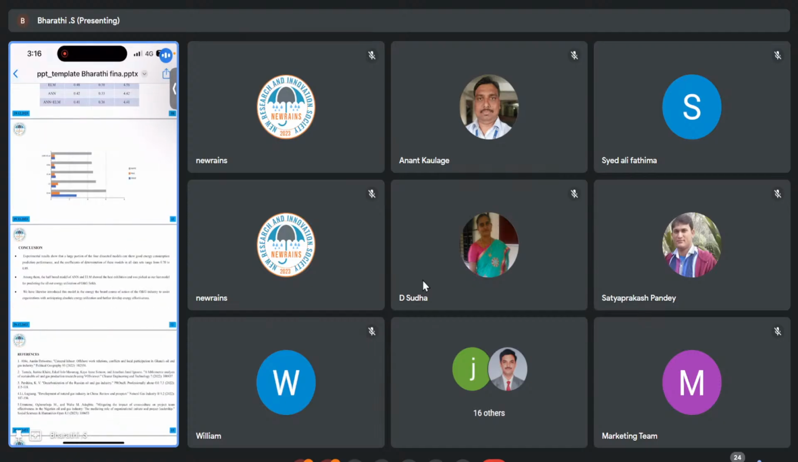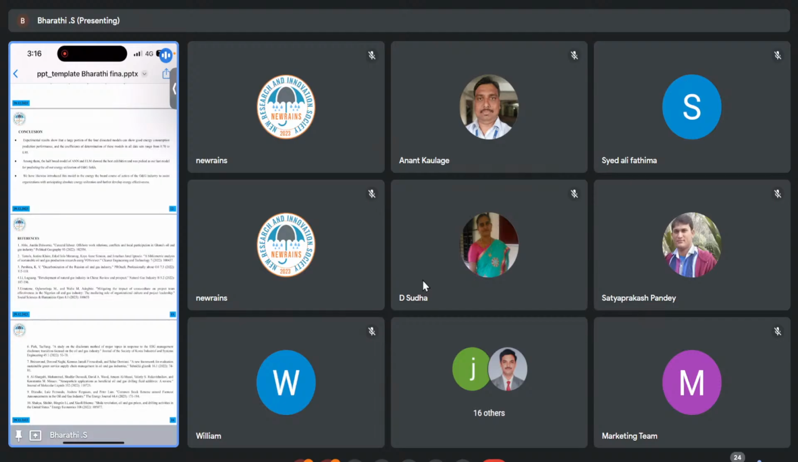Conclusion. Experimental results show that a large portion of the 4 dissected models can show good energy consumption prediction performance, and the coefficient of determination of this model in all the datasets ranges from 0.70 to 0.95. Among them, the hybrid model of ANN and ELM shows the best exhibition and was picked out as our last model for predicting the all-out energy utilization of oil and gas fields. We have likewise introduced this model in the energy management course of action of the oil and gas industry to assist organizations with anticipating absolute energy utilization and further develop energy effectiveness. These are the 10 references which I took.